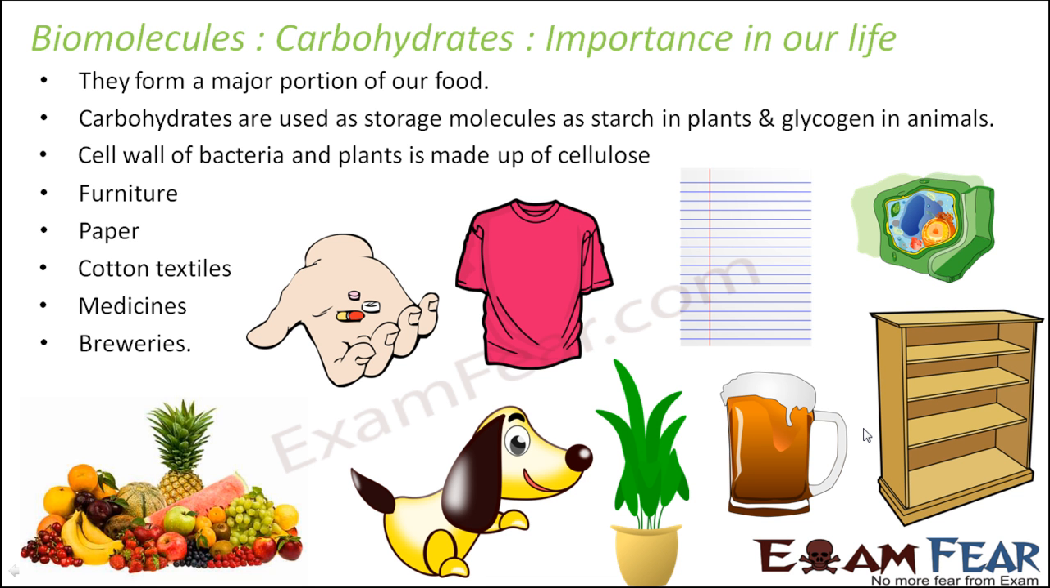Also in breweries, for example, the maltose sugar which we spoke about, the disaccharide which is made up of 2 glucose units, is helpful in baking or making beer. So with this we end our discussion on carbohydrates. We have discussed all the types of carbohydrates, how they are prepared, how they are useful, what is their structure. So we have discussed most of it.